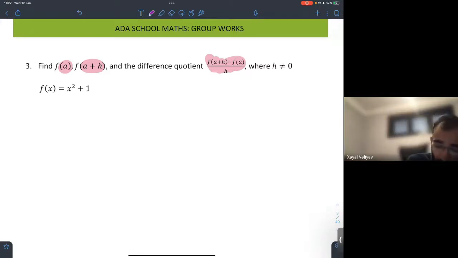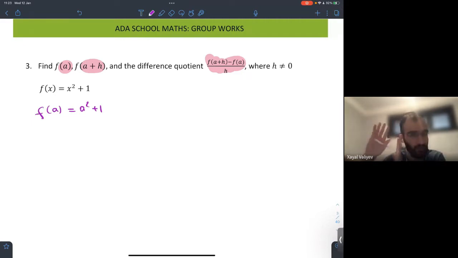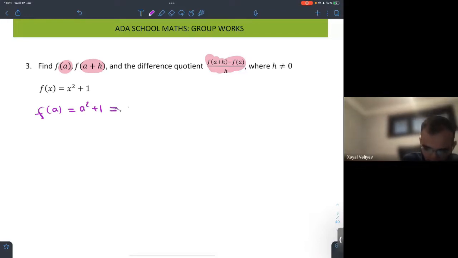Okay, so firstly, let's find f of a. F of a would be just a squared plus 1. Guys, this is not a piecewise defined function. I'm confidently taking a and putting it instead of x in the x squared plus 1, and that's okay. This expression that I got is a squared plus 1, right? This is what I want.